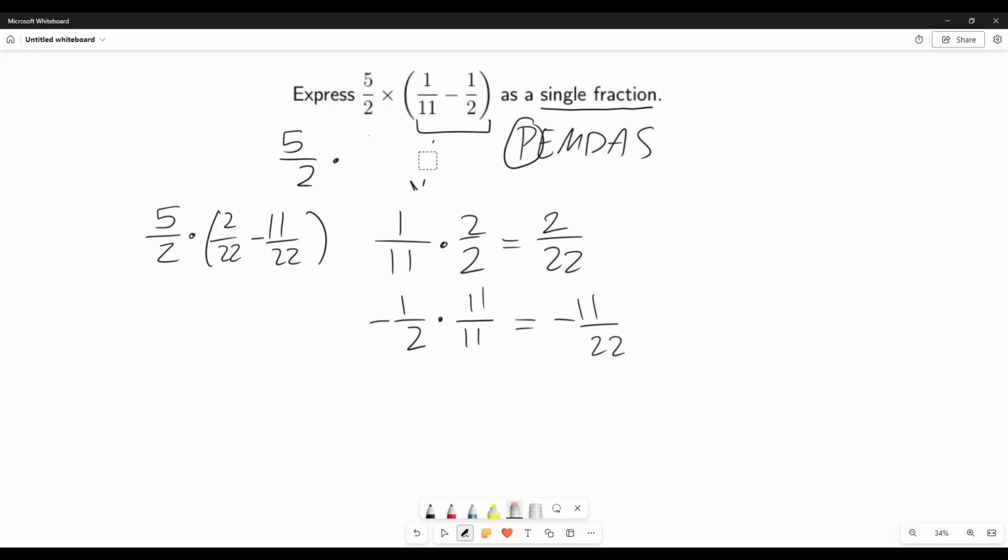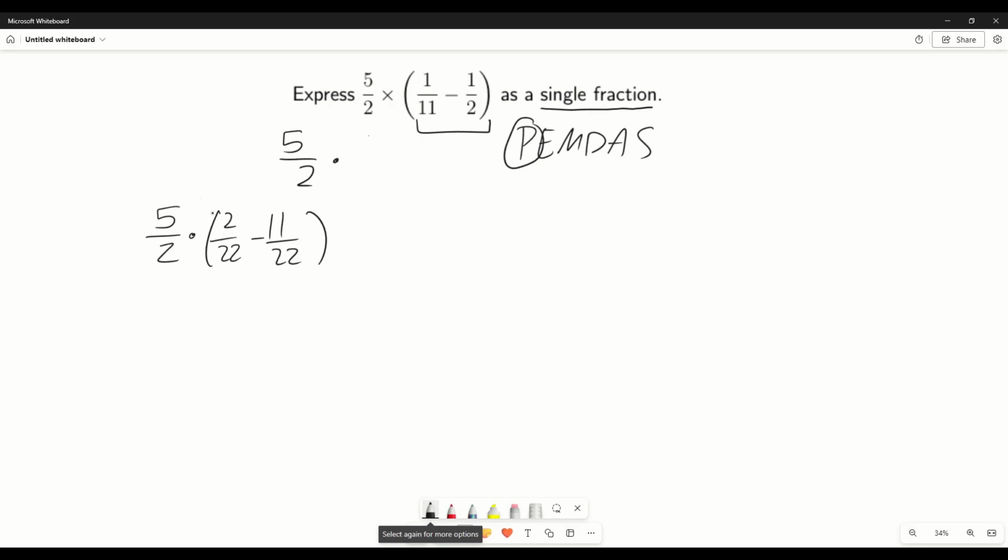Let me clear some space here. Now that they have common denominators, we can subtract them, but be careful: we don't subtract the numbers in the denominator. We only subtract the numbers in the numerator, which are the 2 and 11. So this equals 5 over 2 times (2 minus 11, which is negative 9) over 22. You keep the denominator the same.